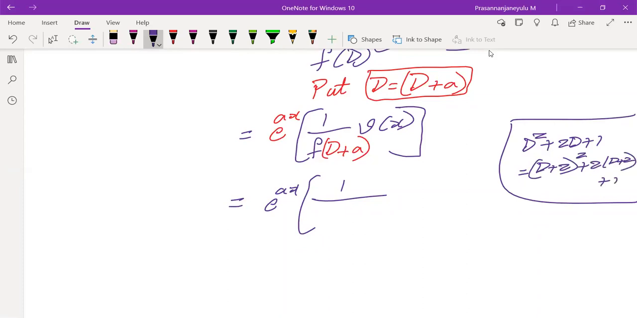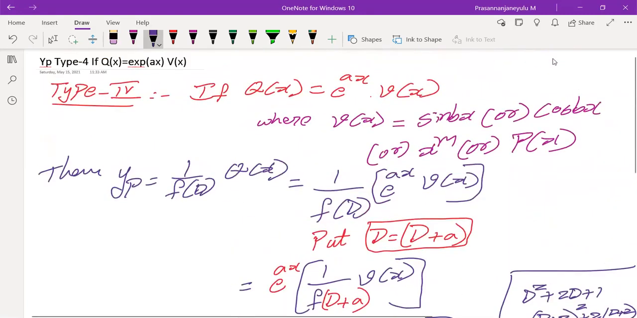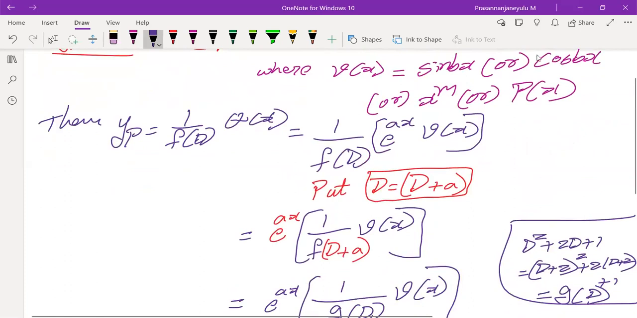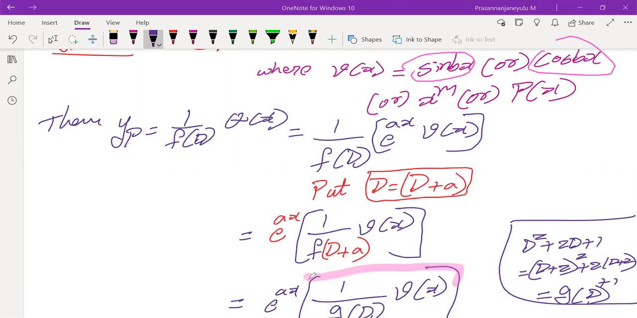If we do the simplification, this again will be a function in terms of d variables, yes or no? Because of that reason, I am writing it as g of d of v of x. Now, if v of x equals sine bx or cos bx, then in the last step, 1 by g of d of sine bx or cos bx belongs to which type? Type 2. From here onwards, continue with type 2.